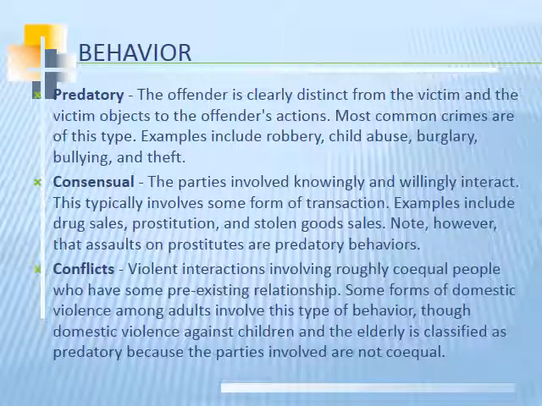By specifying the behaviors associated with a problem, the crime analyst can help to pinpoint important aspects of harm, intent, and offender-target relationships. The types of behavior include predatory, consensual, conflicts, incivilities, endangerment, and misuse of police.